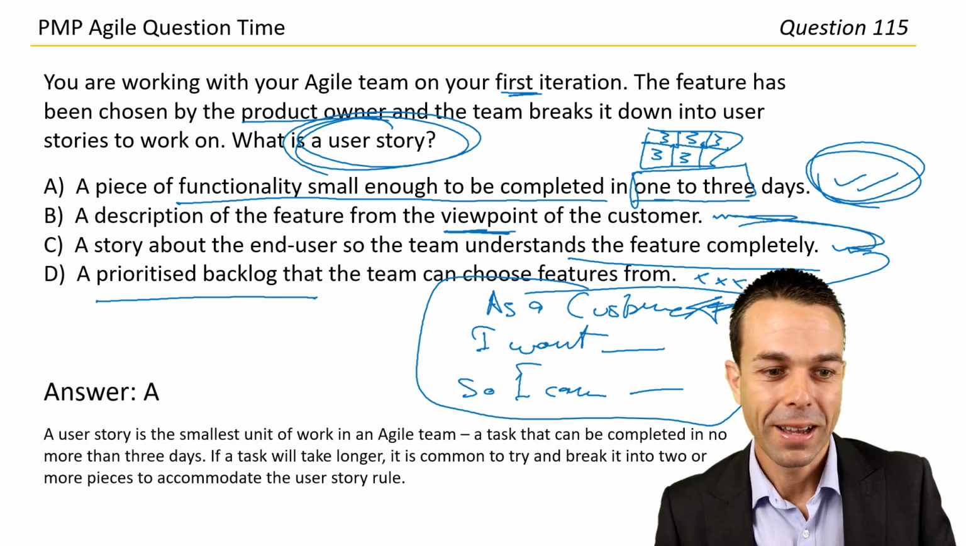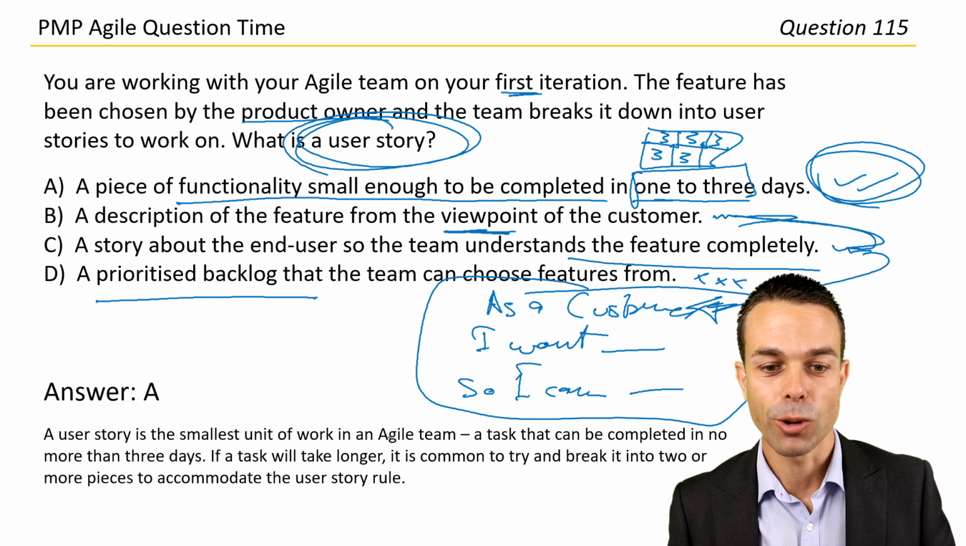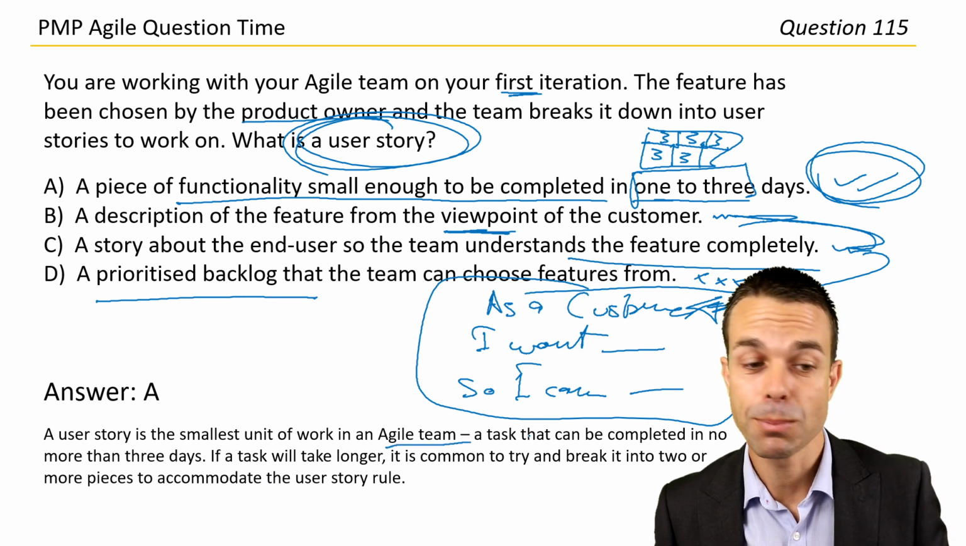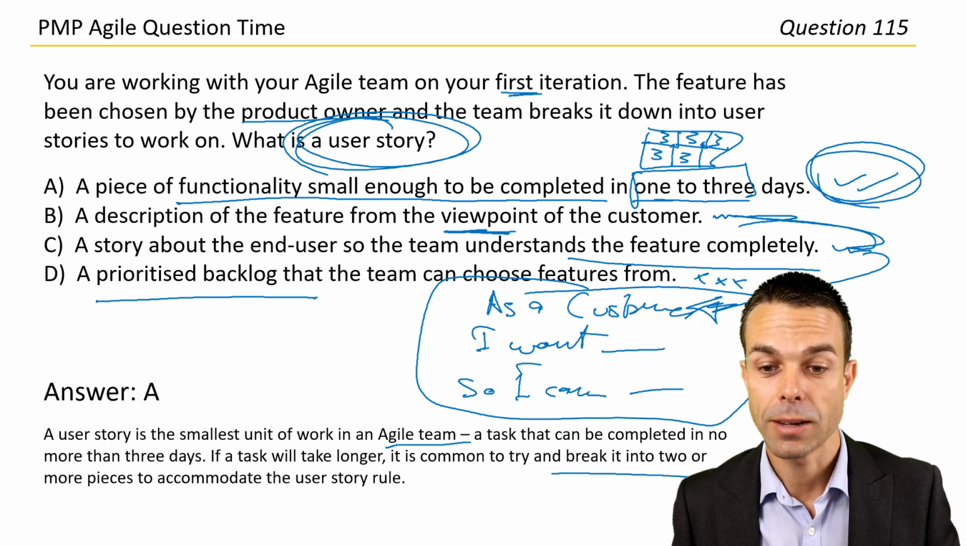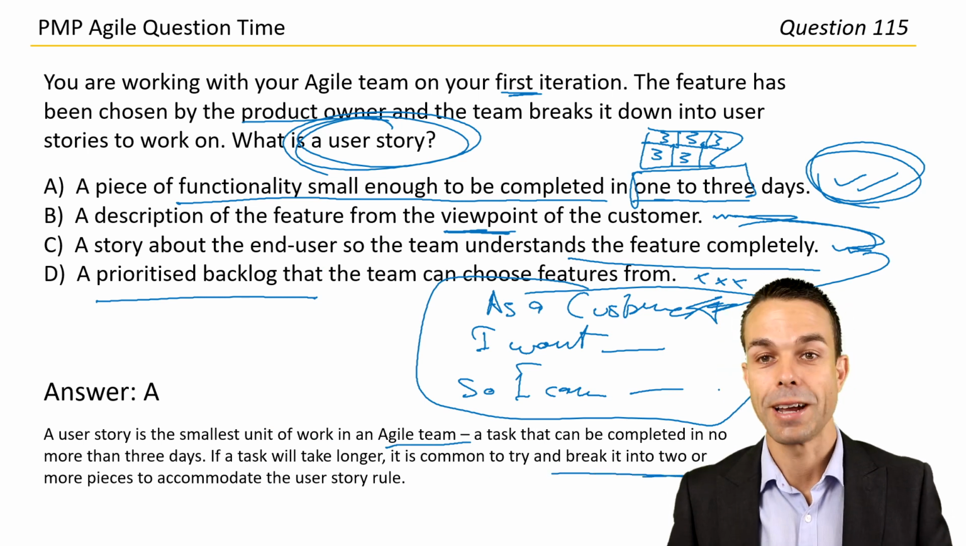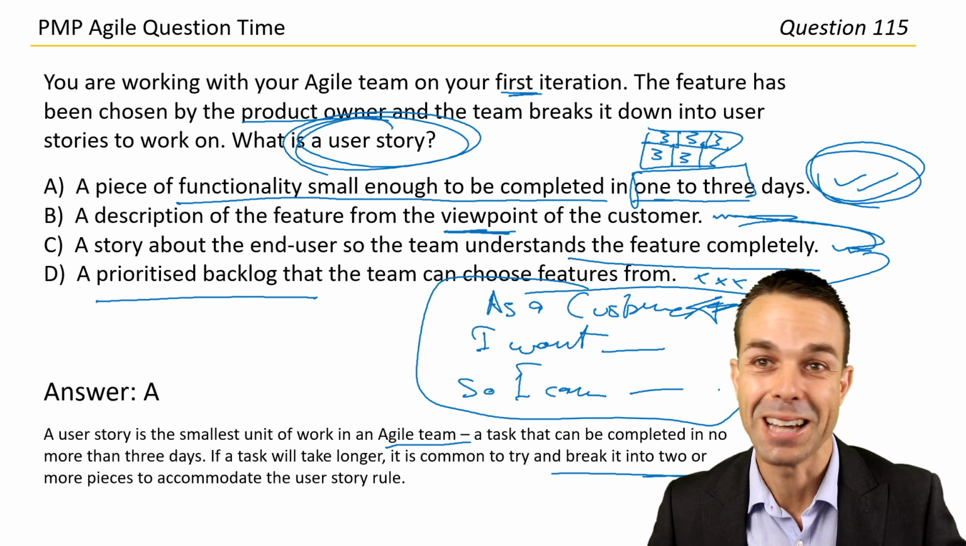All right, that's great. So a user story is the smallest unit of work in an agile team, a task that can be completed in 1 to 3 days. If the task will take longer, it's common to try and break it into 2 or more pieces to accommodate that user story rule, exactly as we were saying.